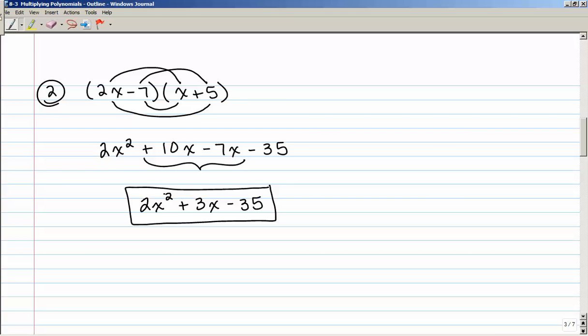Also remember that you cannot combine 2x squared with 3x. You can only add or subtract monomials that have exactly the same variables raised to exactly the same powers. 2x squared has an x squared, 3x has an x, so those cannot be combined by addition or subtraction.